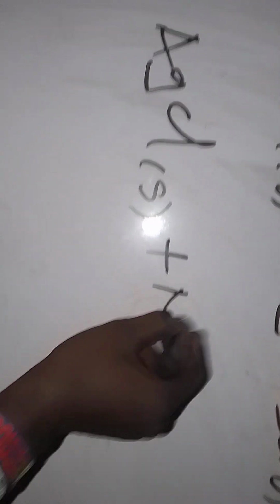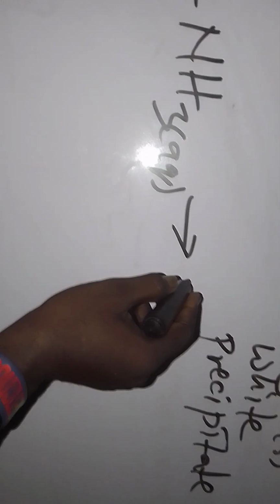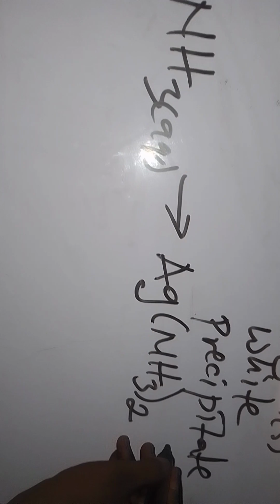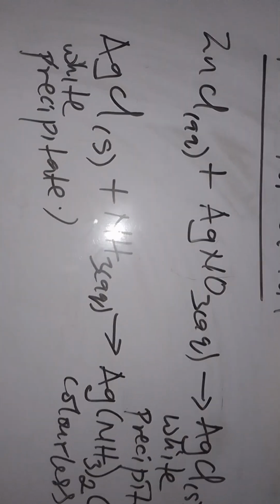Now, they can also ask you to add aqueous ammonia, NH3, to that white precipitate of AgCl. You will discover that the white precipitate will dissolve due to the formation of another complex ion, which is diamine silver 1 chloride, that is Ag(NH3)2 Cl. That's aqueous. This is colorless, while this one is a white precipitate.